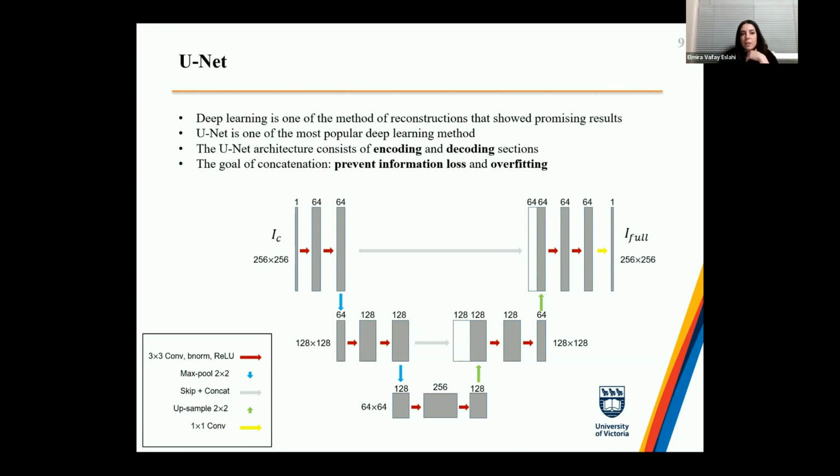By concatenation we are able to pass all the information, all the features from the previous block to the next block. So concatenation prevents information loss and overfitting. This is why we do concatenation in between. And then again, it continues up here, and then we have our reconstructed images. So this is the whole procedure of the U-Net. But in this study, we integrated U-Net with an Inception module.